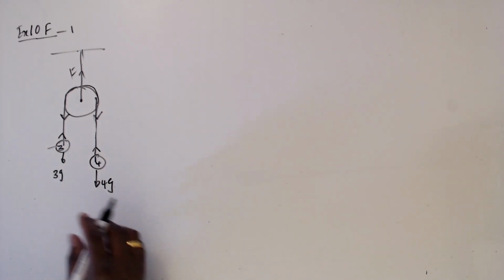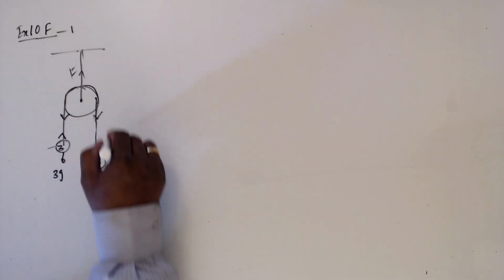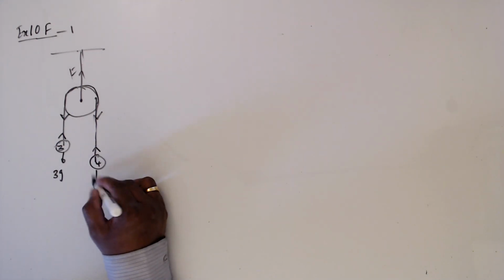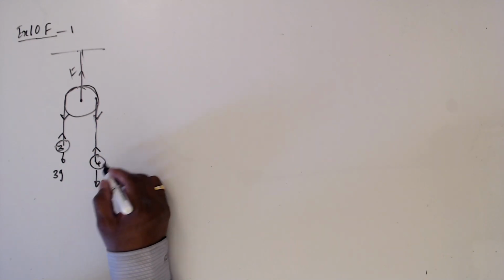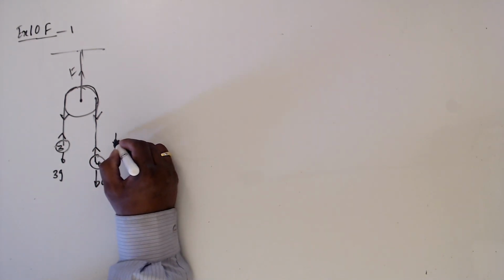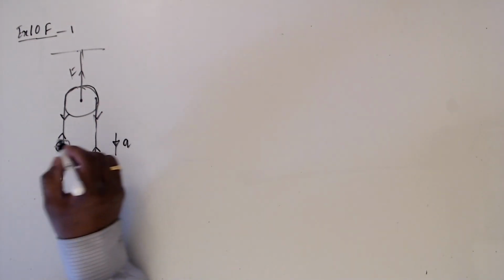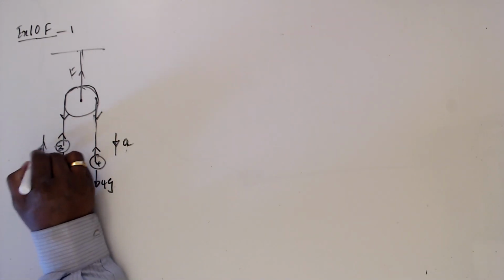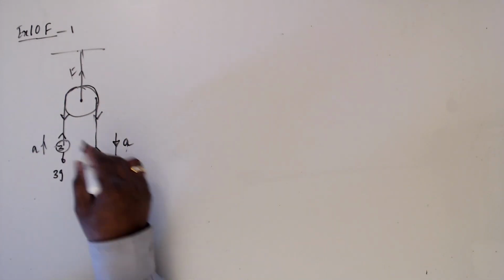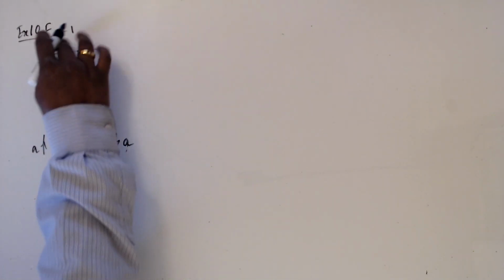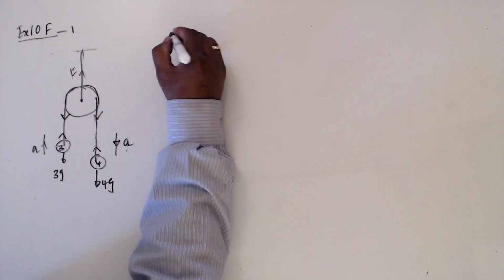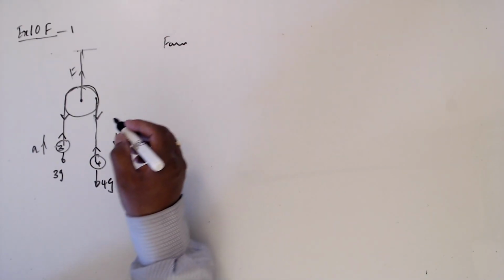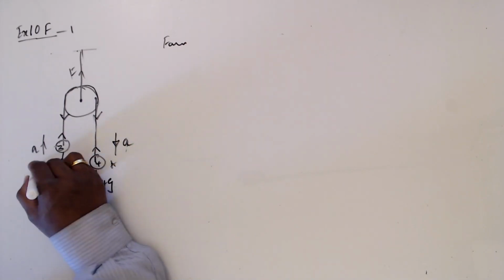Now when we release this system from rest, we can see that this particle has more weight, so it accelerates downward. Let's say that acceleration is a, and this acceleration is a upward. The magnitude should be the same. So for particle A and particle B.